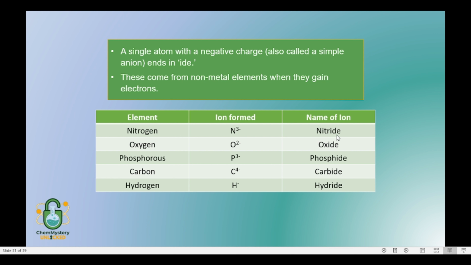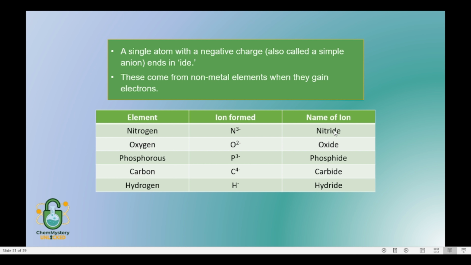Now oxygen is the second element. O2 minus is the ion formed. What is the name? In place of oxygen we add ide, so it becomes oxide. Now phosphorus, ion formed is P3 minus, ide comes at the ending, so it becomes phosphide. It ends with ide. Always remember this. Now carbon, C4 minus is the ion formed. Name of the ion is carbide. Ide came again. Hydrogen, H minus. Now the name of the ion comes out to be hydride.